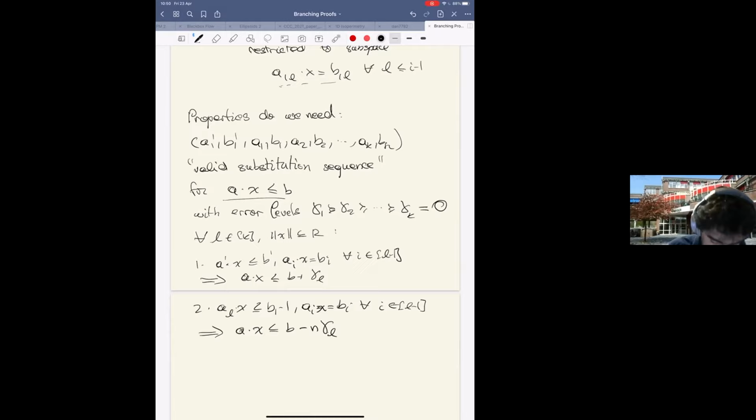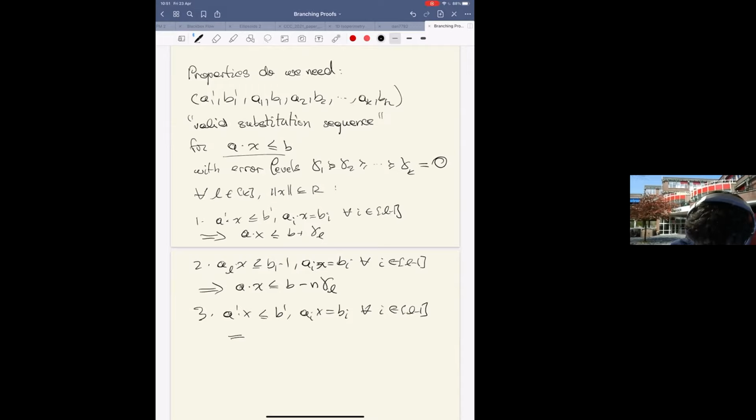Then I also need the following: if I have A prime X less than or equal to B prime and AI X equal to BI for all I in L minus one, this implies that ALX is strictly less than BL plus one. Okay, so these are the three properties I need.